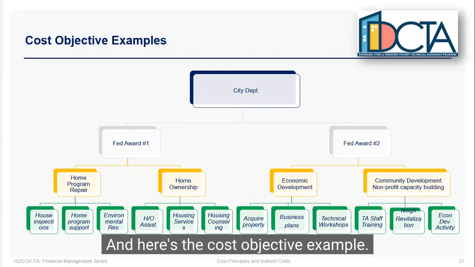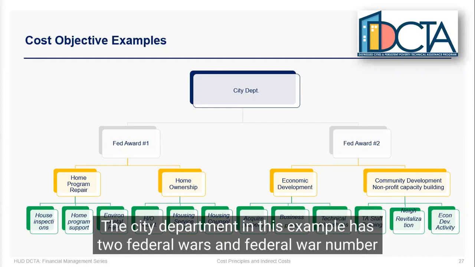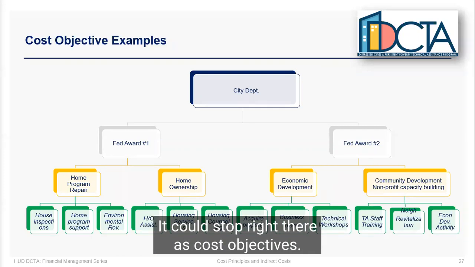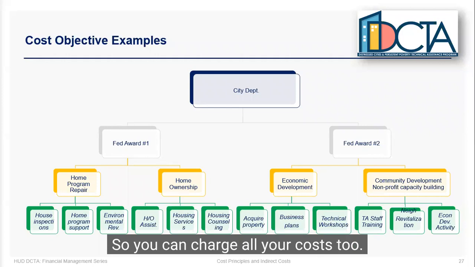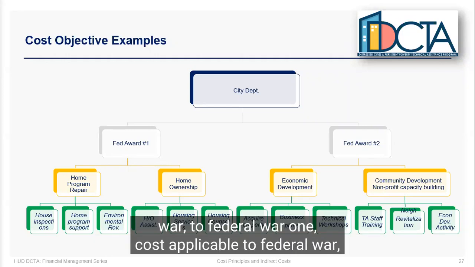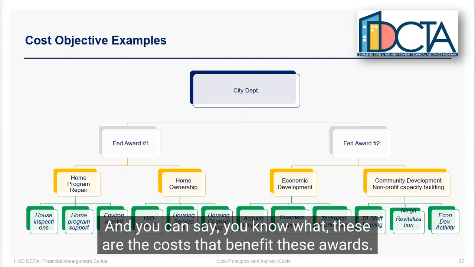And here's a cost objective example. Let's start with a single city department. And this city department, in this example, has two federal awards: federal award number one, federal award number two. Those are cost objectives. It could stop right there as cost objectives. So you can charge costs applicable to federal award number one to federal award number one, costs applicable to federal award number two will be charged to federal award number two, and you can say, you know what, these are the costs that benefit these awards.